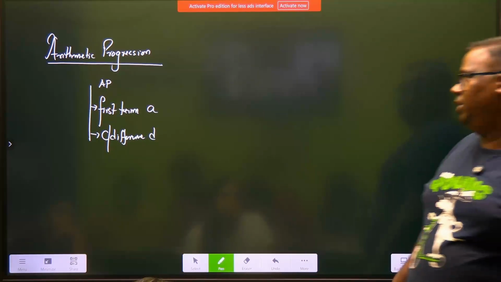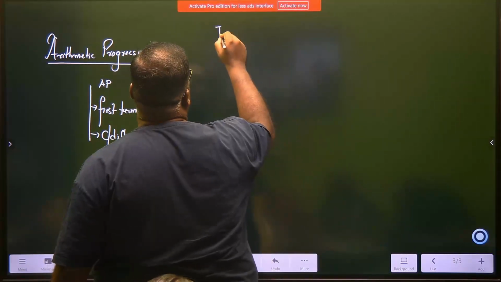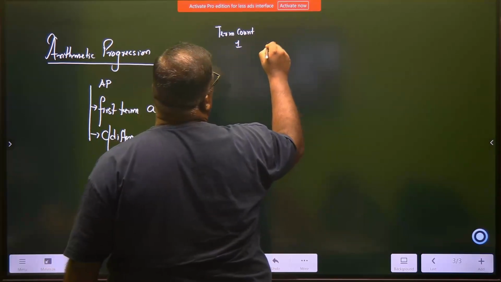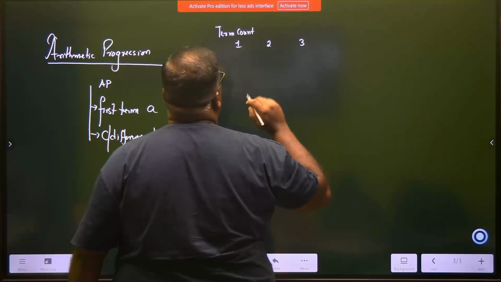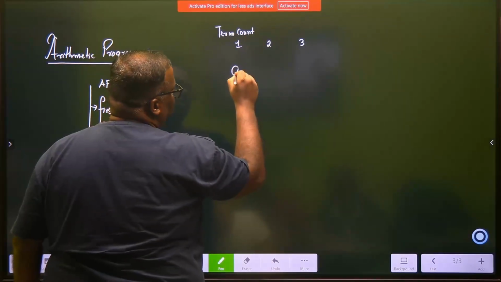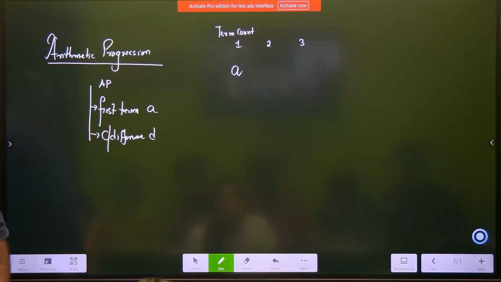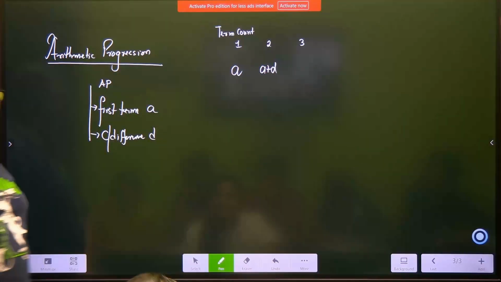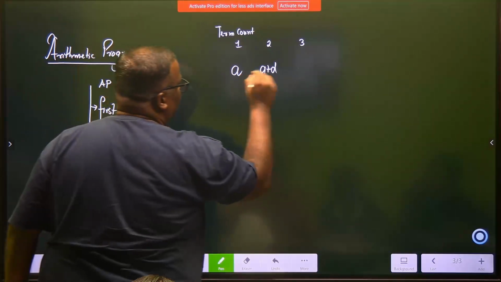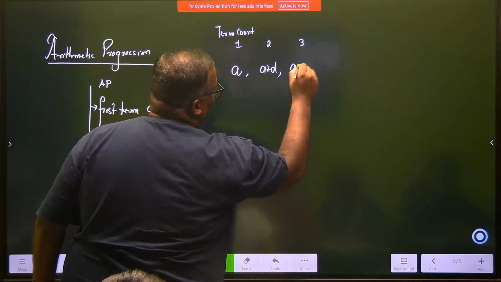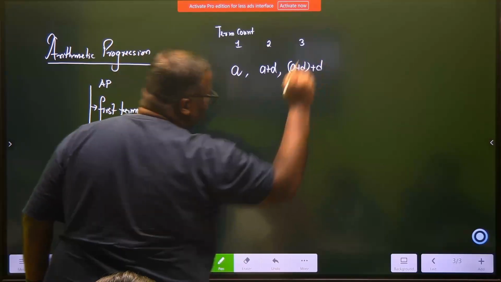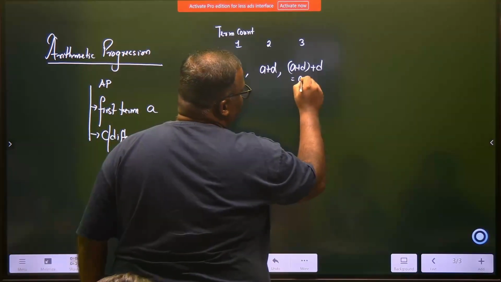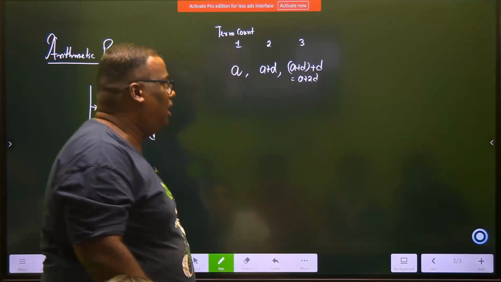Let's populate. Okay, before that, what I'm writing is the term count. 1, 2, 3, right? So term count 1 means the first term, which is A. Agreed? Then A plus D, the common difference. So A plus D. Third term will be what? No, don't write like that. A plus D plus D, previous plus this. You'll understand easily. So this I will write as A plus 2D. Understood?